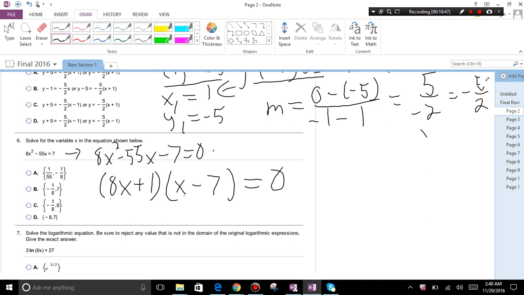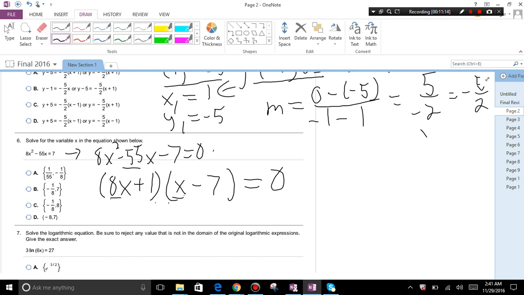8x times x is 8x squared. 8x times -7 is -56x. 1 times x is a plus 1x, and 1 times -7 is -7. And -56 plus 1 is -55, and therefore this is correct. So all of that was just to check.